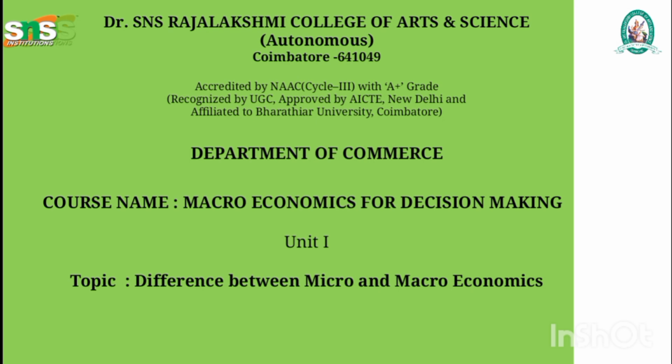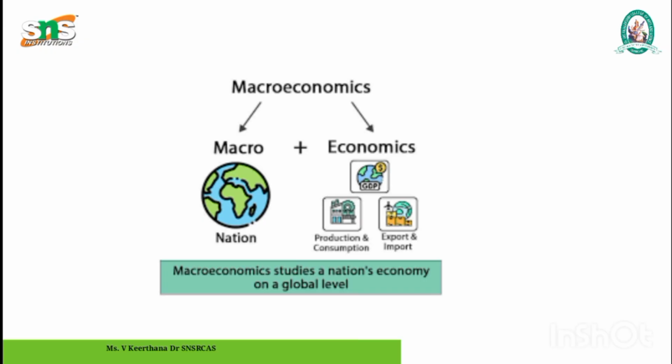Today we're going to see the topic: difference between micro and macroeconomics. First, we can see what is macroeconomics. Macroeconomics is the branch of economics that studies the behavior, performance, and structure of the entire economy. It focuses on large scale economic factors such as national income, total output, inflation, unemployment, and economic growth, unlike microeconomics, which deals with individual and firm level decision making. But macroeconomics looks at the economy as a whole and analyzes aggregate economic variables.